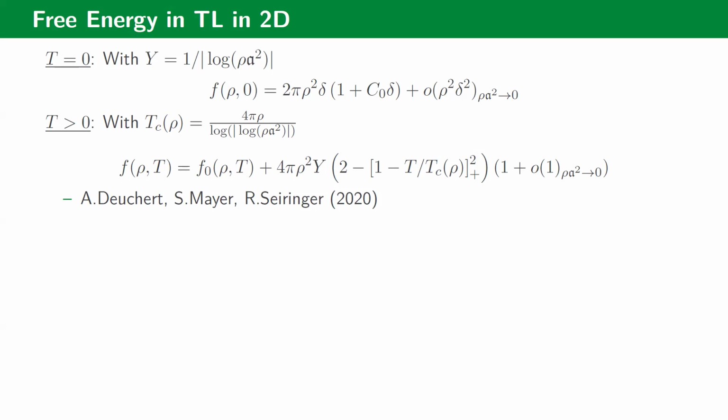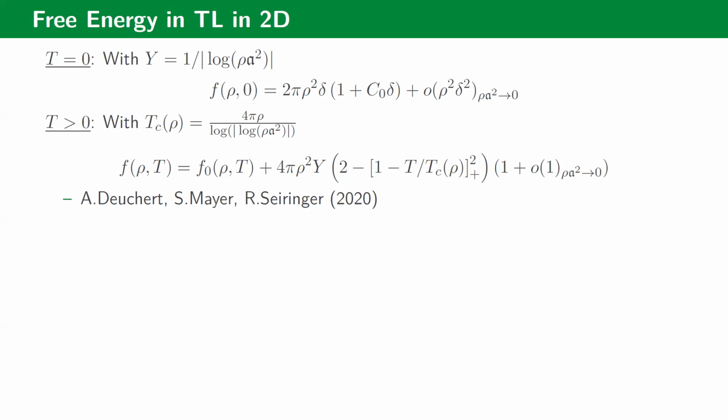So if you're below this critical temperature, there's this result, which was proven by Deuchert, Mayer, and Seiringer in a series of two papers in 2020. And you have the free energy of the non-interacting gas. And then you have a term which comes in because of the interaction here. And you see this temperature term.